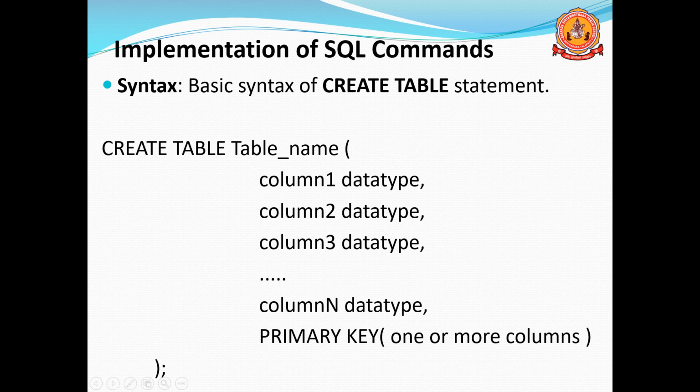Remember, create space table, then table name. Table name is a user defined name, then open bracket, after open bracket column data type comma column data type, like that n number of columns, then a primary key or foreign key, whichever you are specifying, that key should be specified with one more column name, then closing bracket and semicolon. These are the syntax for creating the table.